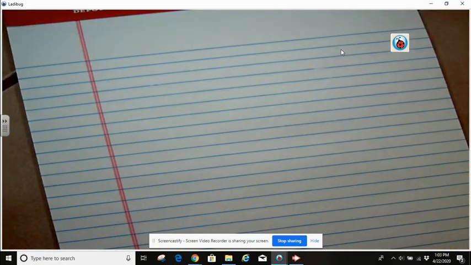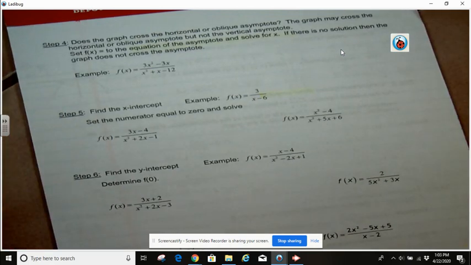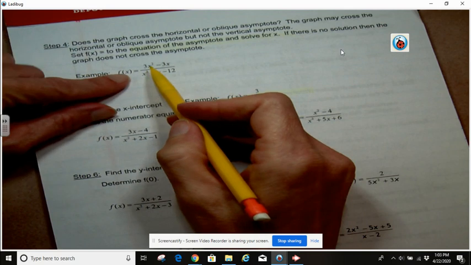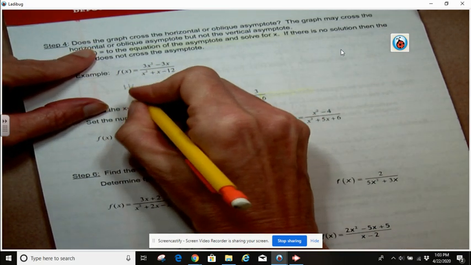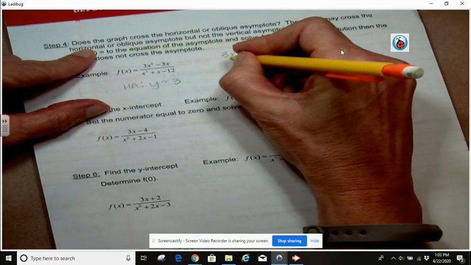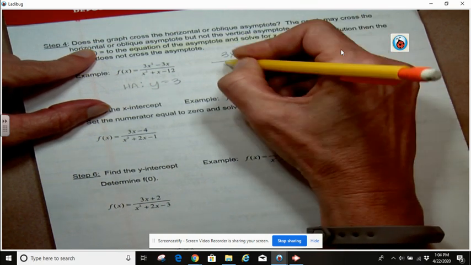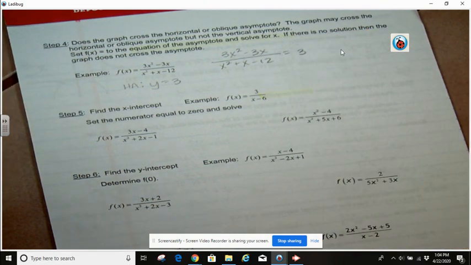So let's find out how to determine if our function does in fact cross the horizontal or slant asymptote. Basically, you have to figure out what your horizontal or slant asymptote is, so you get your answer to step 3 and then set the function equal to that. Here, this would be a rule 2 limit to infinity, and so our horizontal asymptote would be y equals 3. So we're going to set our function equal to 3 and solve.